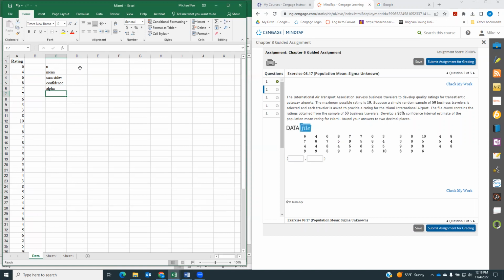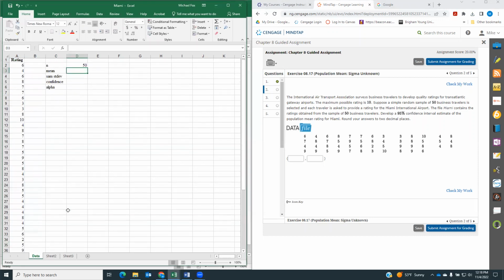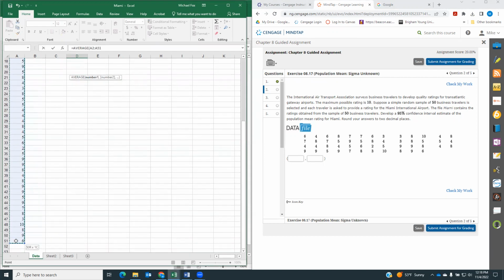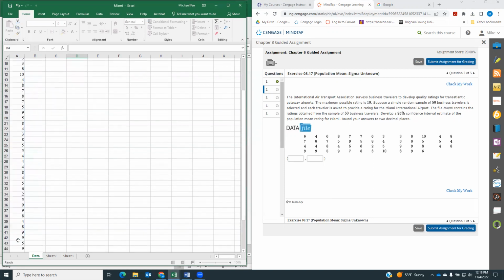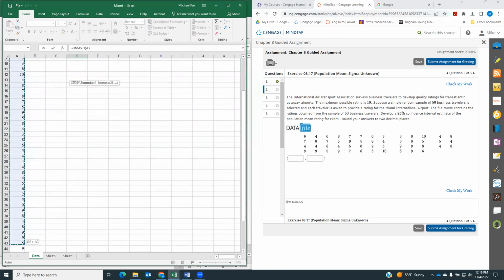I could count them up here. I could also use the Excel function to count them up for me if I don't trust myself. This comes in handier if we're looking at a giant set of data and we don't want to have to calculate it. So it tells me there's 50. I can find the mean of it by typing equals average and then highlighting all the data. And that'll give me the average. And the sample standard deviation, I can do stdev.s. Again, highlight all the data.